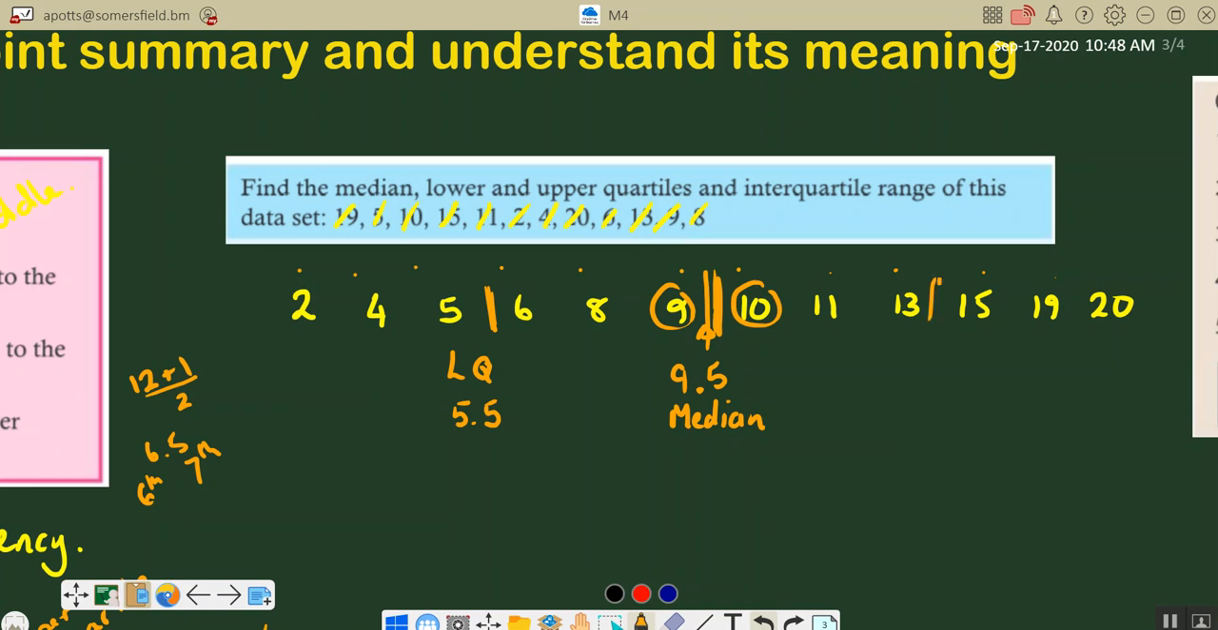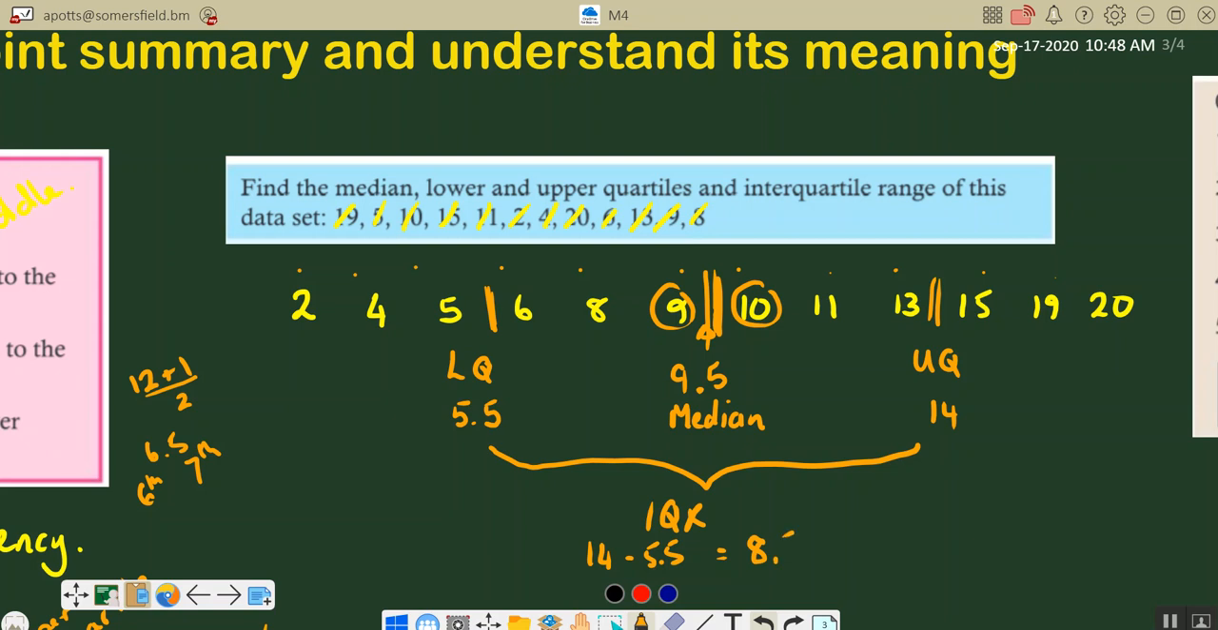The upper quartile, take the upper half. There are 6 numbers, so it's halfway between the 3rd and 4th. What is the upper quartile? 14. Okay. The interquartile range is 14 subtract 5.5, just like the total range, which is 9.5. Are we all happy with 9.5? No, 8.5. So the interquartile range is 8.5.